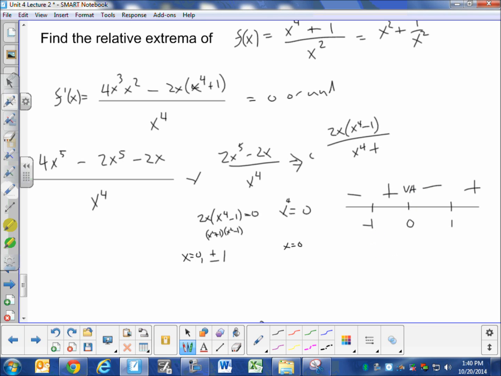But we will know that at x equals negative 1, we will have a relative minimum. And at x equals 1, we will also have a relative minimum. And you would not say there's a max at 0, you say there's a vertical asymptote at 0.